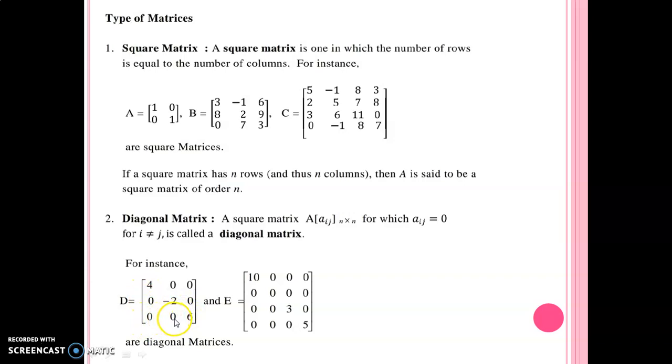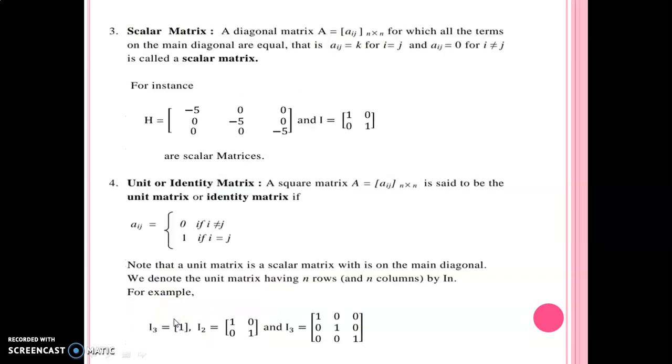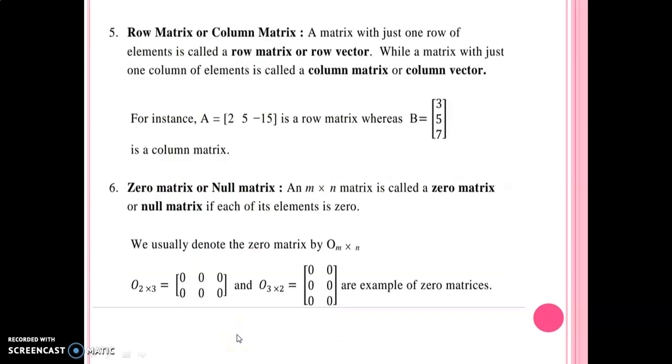Next is the scalar matrix, a diagonal matrix for which all the terms on the main diagonal are equal. That is, all the entries on the principal diagonal should be the same. And if I take all the entries as 1, that matrix is denoted by unit or identity matrix. So it is a scalar matrix whose diagonal entries are 1.